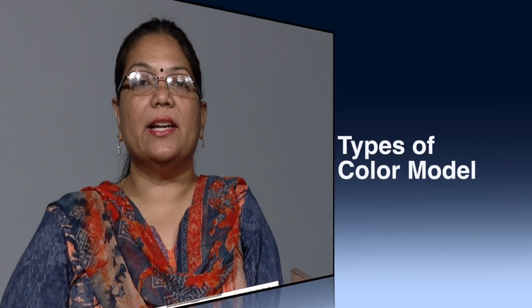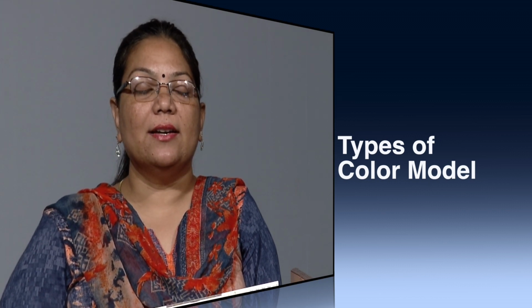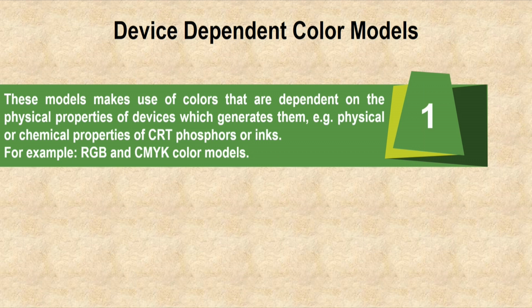There are two types of color models which we generally make use of while designing any specific graphics: device dependent color models and device independent color models. These models, which are generally referred to as device dependent color models, make use of colors that are dependent on the physical properties of devices which generate them. For example, physical or chemical properties of CRT phosphors or inks. So, RGB and CMYK are the examples of device dependent color models.